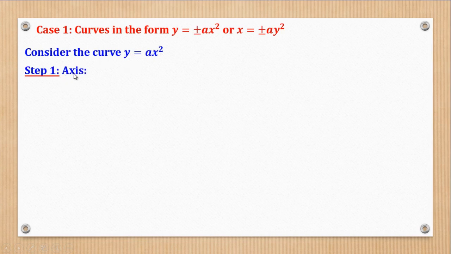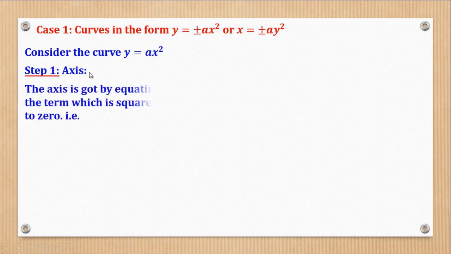So the first step is to get the axis. Remember, the axis is the line about which the curve is symmetrical. Therefore, it is got by equating the whole of this term with a squared part equal to 0. So when I equate to 0, I'll come up with x equal to 0. Now this will be my line about which my curve will be symmetrical.